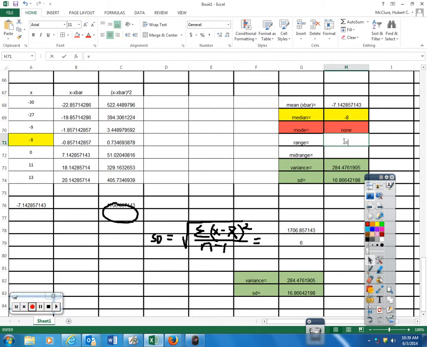Range. Range is your highest minus your lowest. Highest. Oops, sorry. Highest minus your lowest. Mid-range is equal to, parentheses, your highest plus your lowest divided by what? 2. Okay.